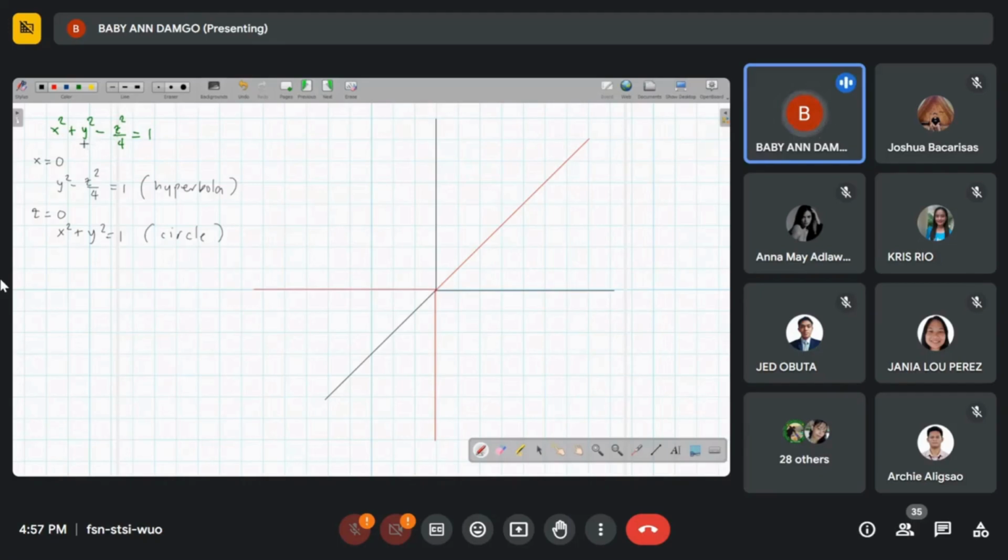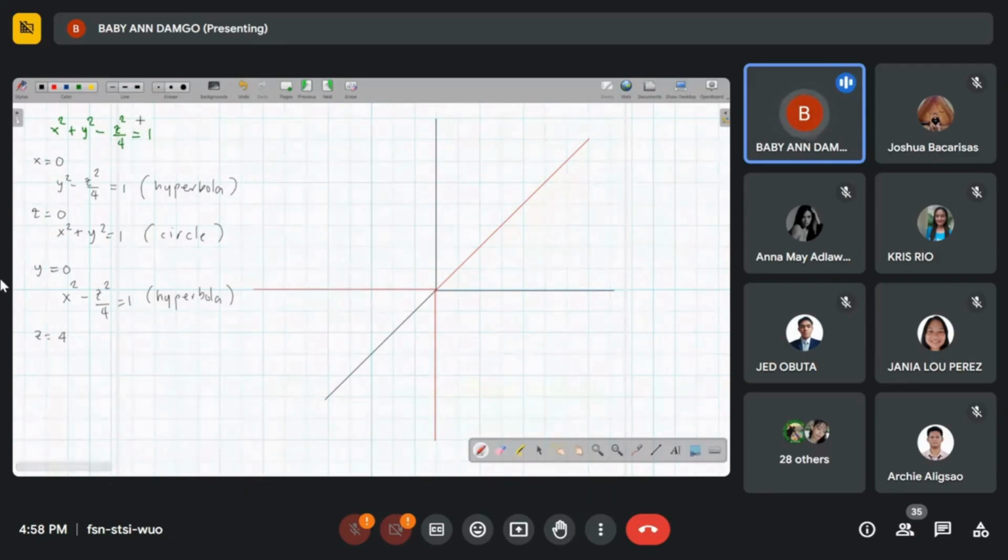And then, we have y equals 0. This is x squared minus z squared over 4 is equal to 1. This is still a hyperbola. Okay? So, since ang graph ani class is infinite, so for ideally ang z diri sumura na siya og height. Okay? And then for every z, we can create a plane. Okay? So, ato la siya i-limit when z is 4.